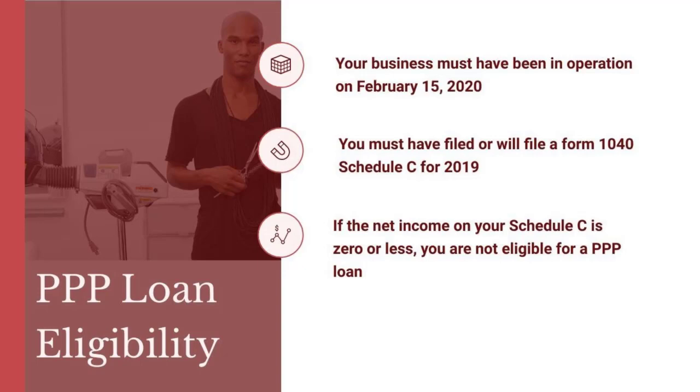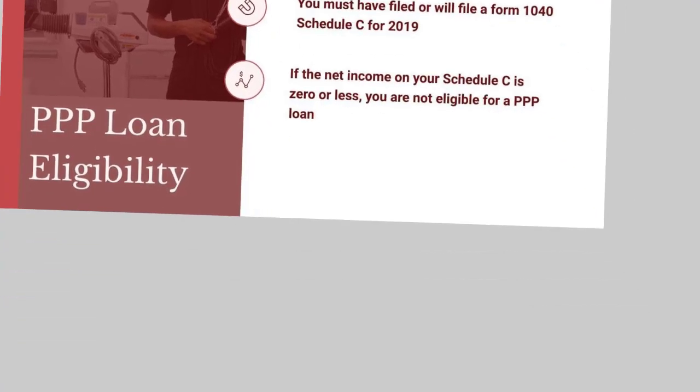However, in order to calculate the loan, you have to have at least prepared your Schedule C for 2019. If the net income on your Schedule C is zero or less, you are not eligible for the PPP loan. What this means is after you calculate your income and your expenses, and once it is moved to your Schedule C, if you have zero income or if you had a loss for 2019, you're not eligible for the PPP loan, which means you won't be getting anything.